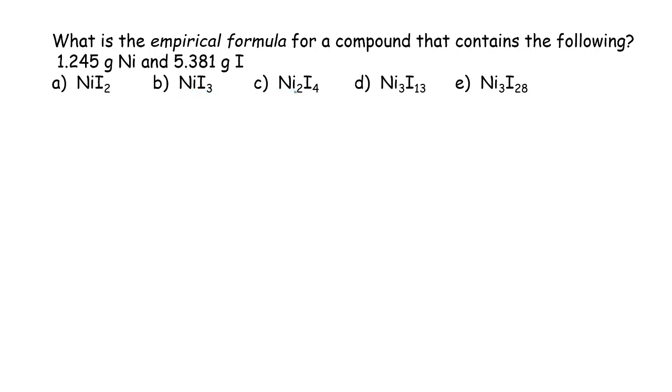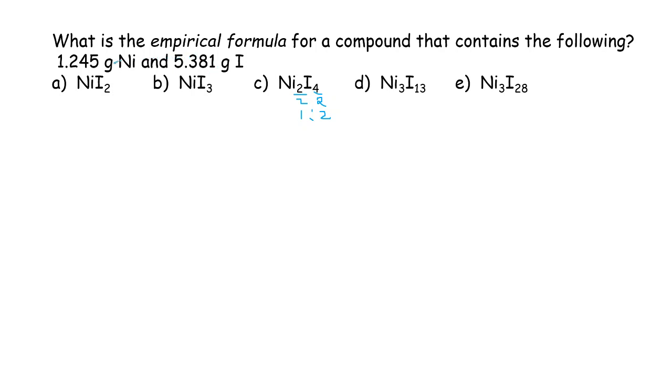But C, look at that, 2 to 4, that's not the smallest whole number ratio. So we can divide everything by 2. For example, 2 divided by 2, 4 divided by 2, that gives us a 1 to 2 ratio. So therefore, C is not the correct answer. It is not the empirical formula, because it's not in the smallest whole number ratio.